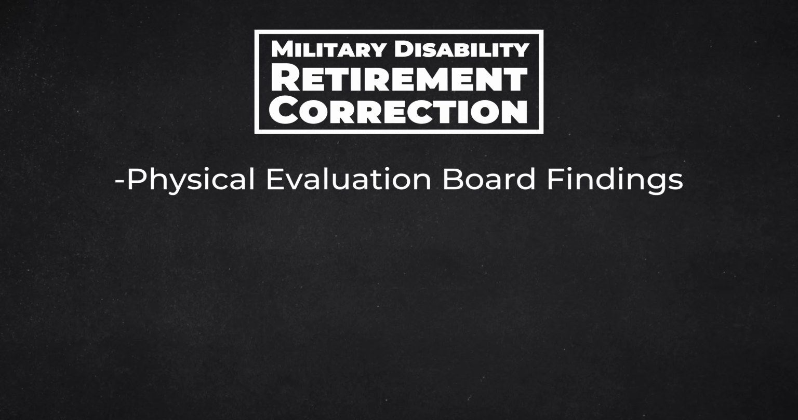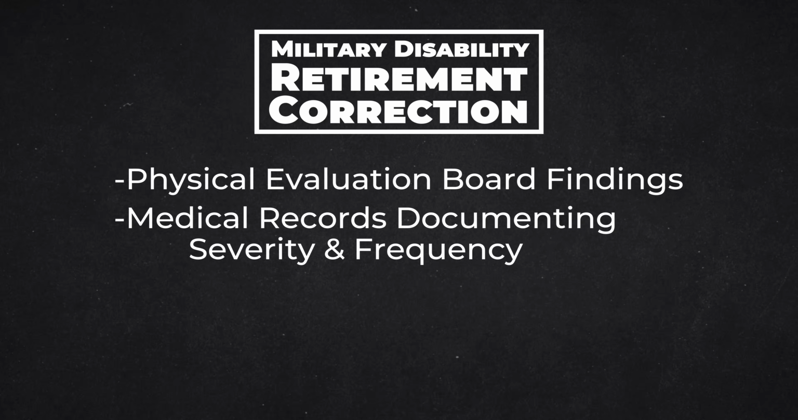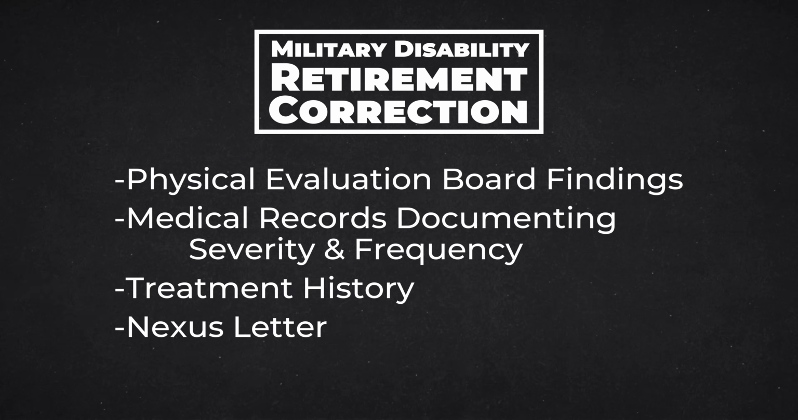Now let's talk about military disability retirement correction. Your physical evaluation board findings are the anchor. Add medical records documenting severity and frequency, treatment history, and nexus letters connecting the condition to your service. VA rating decisions can be strong supporting evidence here, but understand that BCMR corrects military records.